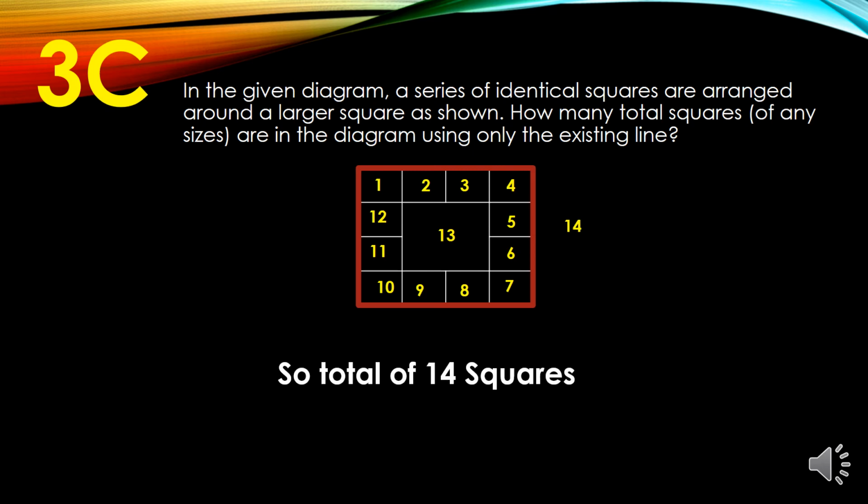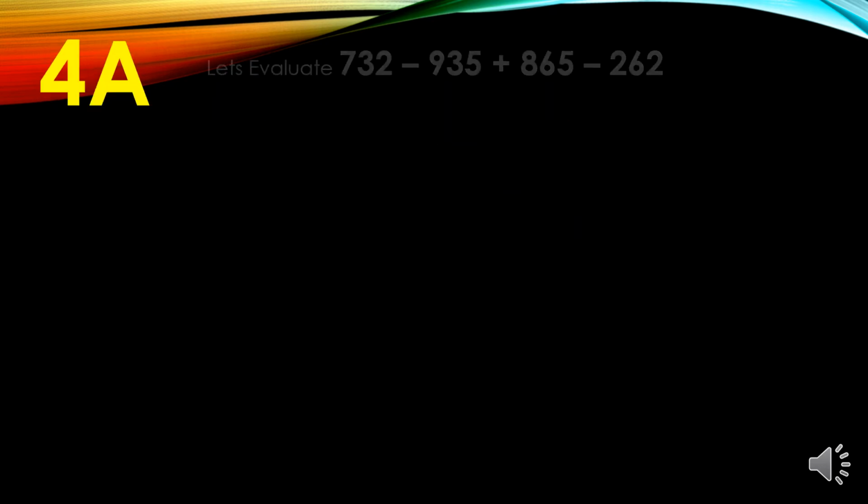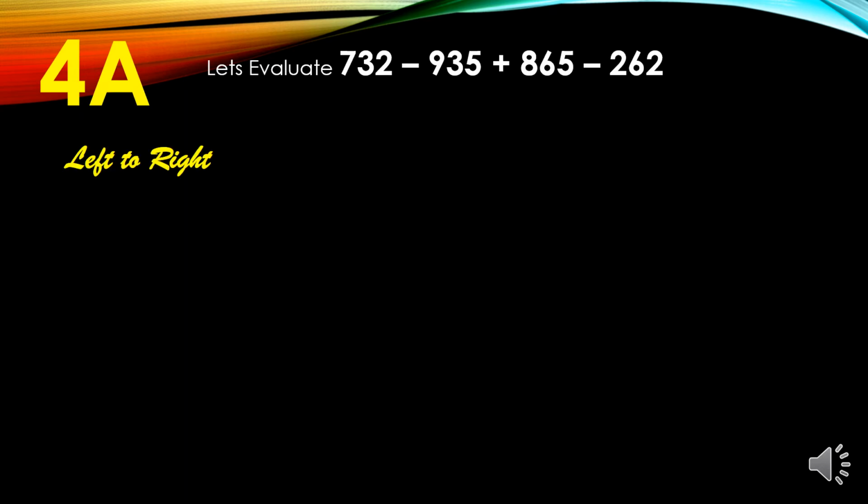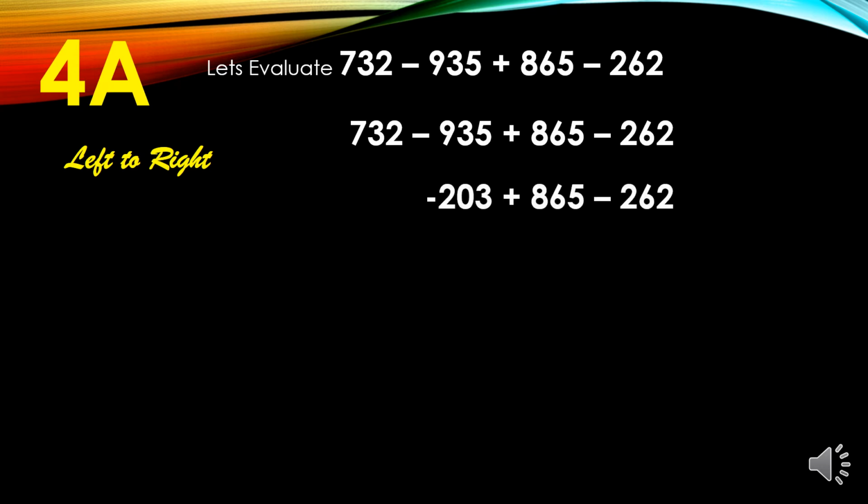Okay, now let's proceed. For 4A, let's evaluate 732 minus 935 plus 865 minus 262. As I've said earlier, addition and subtraction have the same precedence, so we will go from left to right. 732 minus 935 will give us negative 203, plus 865 will give us 662, minus 262 will give us 400.